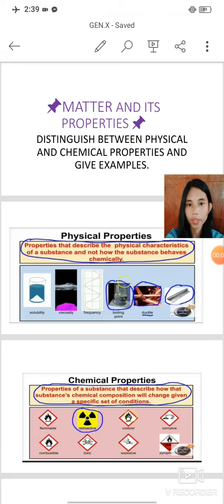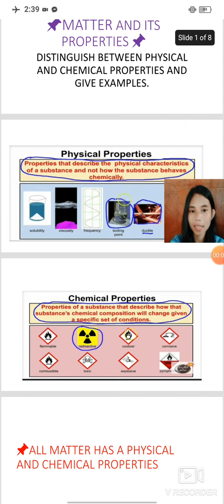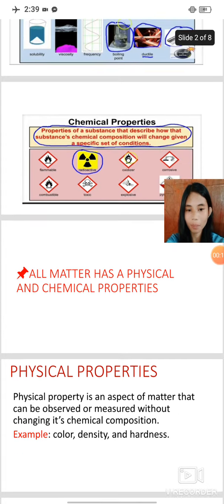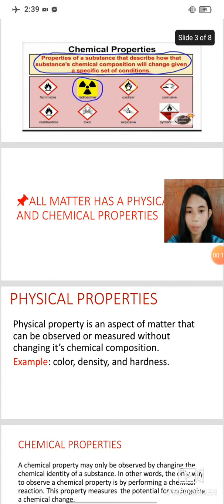Here's my report about matter and its properties: distinguish between physical and chemical properties, and give examples. So, all matter has physical and chemical properties. A physical property is an aspect of matter that can be observed or measured without changing its chemical composition. Examples are color, density, and hardness.